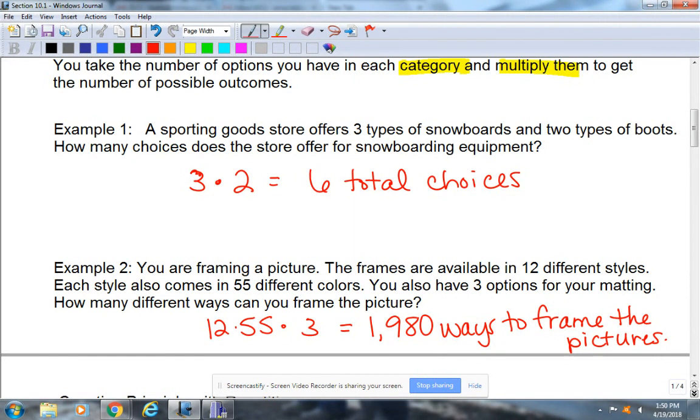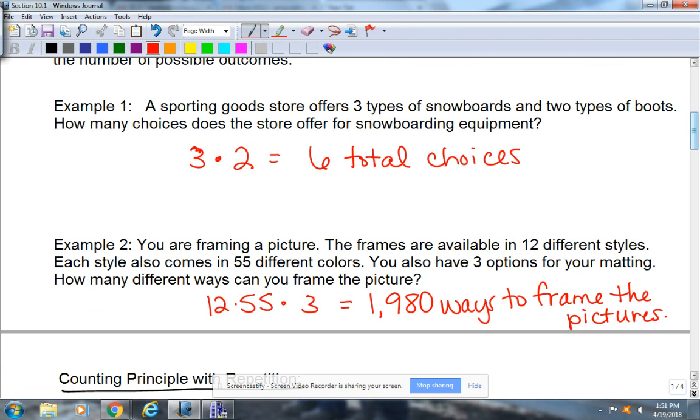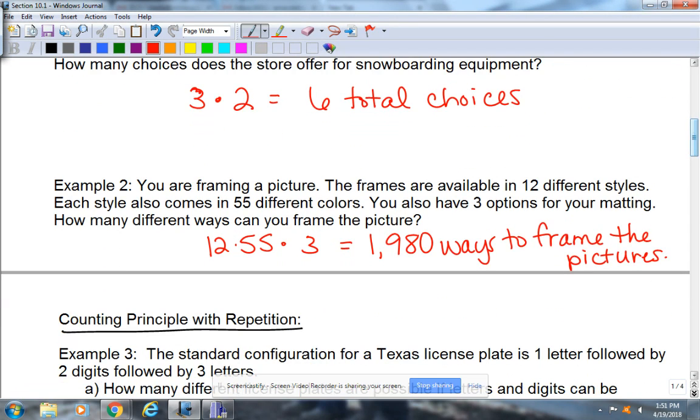So don't just say 1980, okay? 1980 what? Monkeys at the zoo? I mean, come on. You got to say 1980 whatevers. You can write it down. Word problems equal word answers.